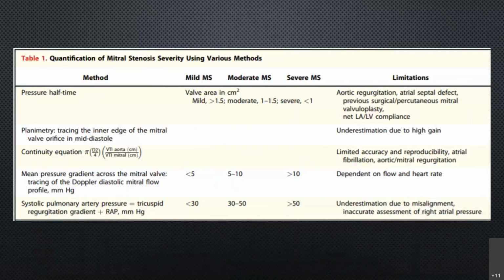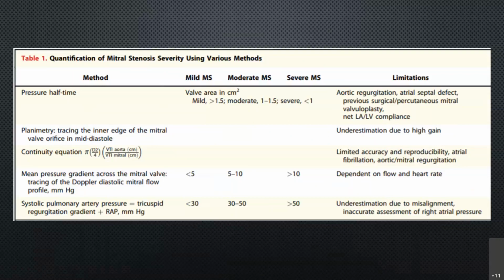All of them have their own problems, and you have to put all the data together before you come up with the severity of the disease, right? Like pressure half time, if you have a young patient, then it's excellent, and it's so easy to do, but there are limitations to this, as we discussed already. Planimetry, you look at the valve directly, and if you can do a good multiplanar reconstruction, that is ideal. But again, watch your gain, watch the blooming around the calcium.